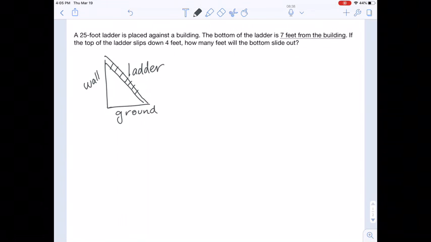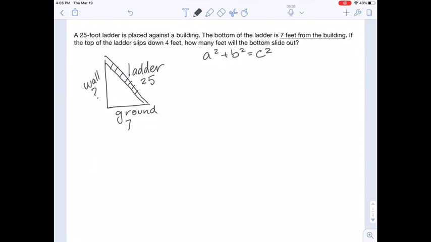All right, so we actually do not know how tall the building is. We know the ladder is 25 feet. We know it is 7 feet from the building, so we know the ground part is 7 feet. But we don't know how tall the wall is. So let's first try to figure out how tall the wall is before we even go on to the rest of this question. So we're going to use the Pythagorean theorem.